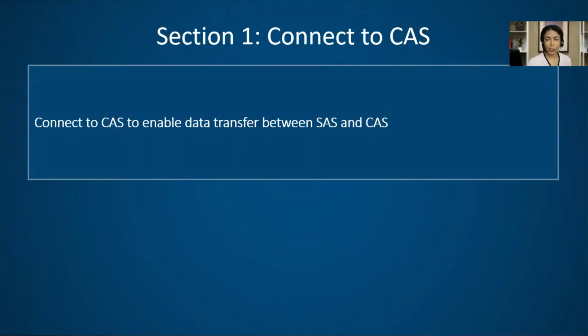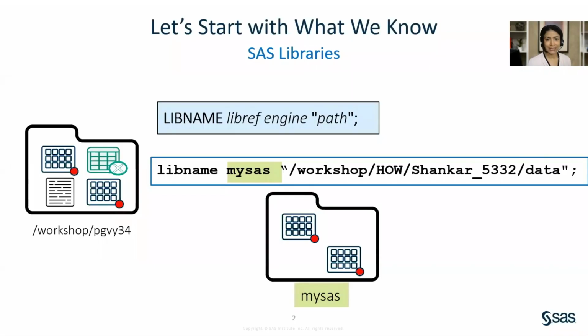In section 1, we'll connect to CAS to enable data transfer between SAS and CAS. Let's start with what we already know about libraries. As a SAS programmer, you're likely familiar with SAS libraries and the LIBNAME statement. Here, for example, you have a folder which contains various data types, including SAS datasets, CSV files, Excel, etc. In order to access the SAS datasets, we'll associate it with the folder. So here's a LIBNAME statement pointing to this folder, and the library is my SAS.